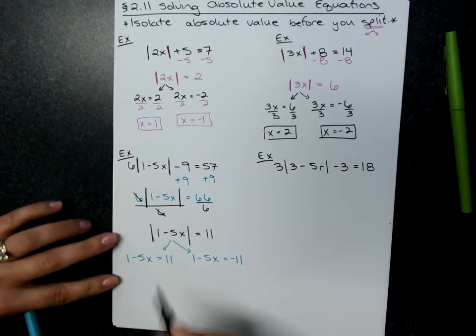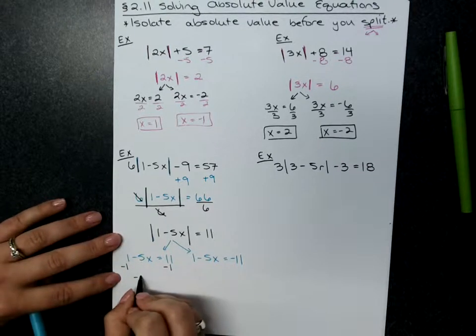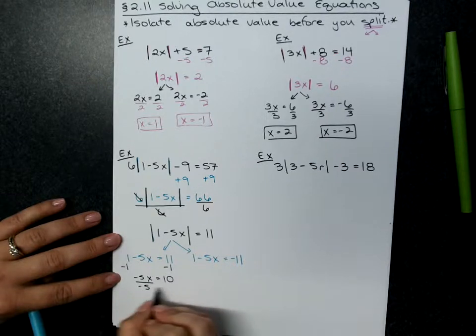This is a little backwards. So we have this 1 over here. We're going to subtract that off. Negative 5x equals 10. Divide by negative 5.